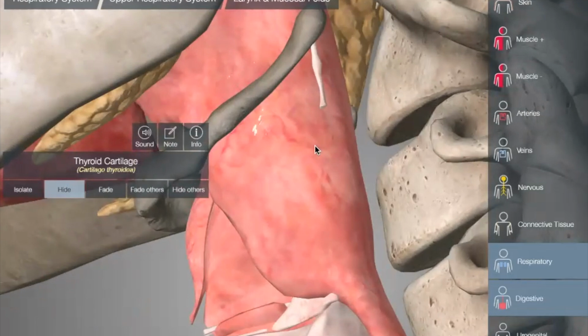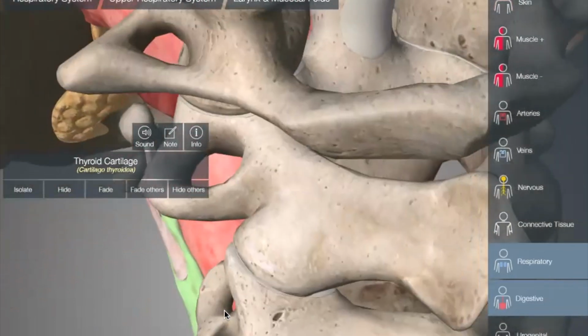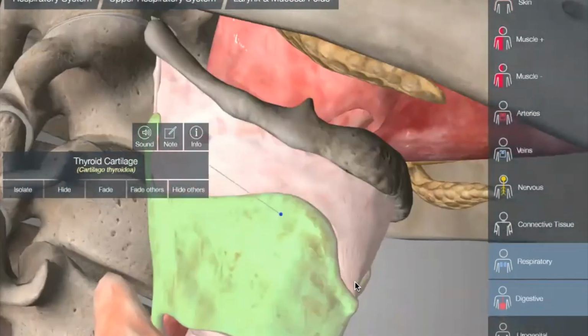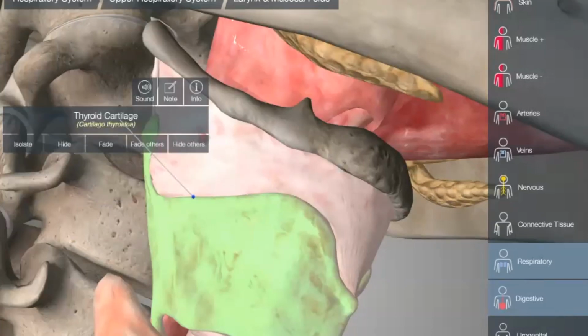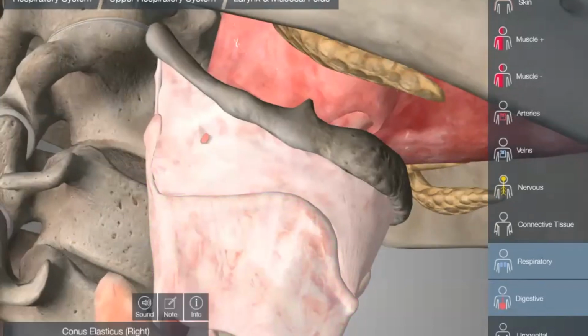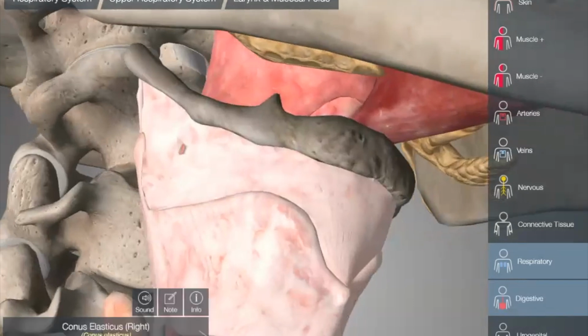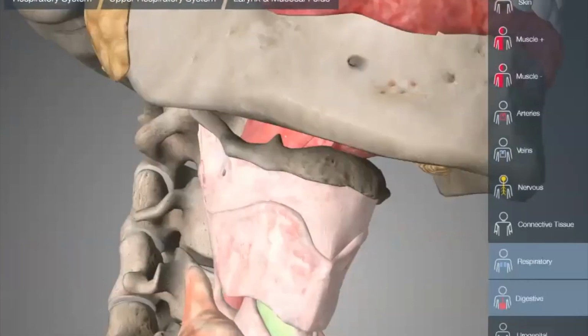Wait, this one, we can't hide the other one, you said. So there's a ligament. How can I show this? I think it's this one, but I'm not sure. Just give me a second. Oh, okay. That's what they're trying to say. Okay, I got it.